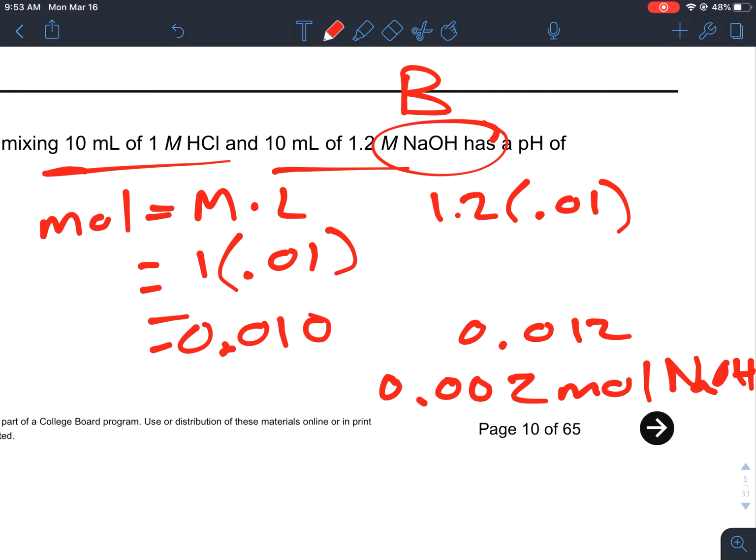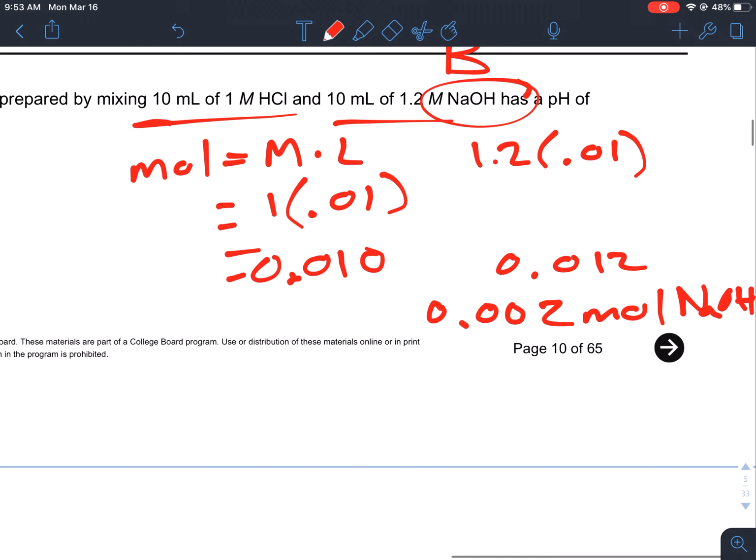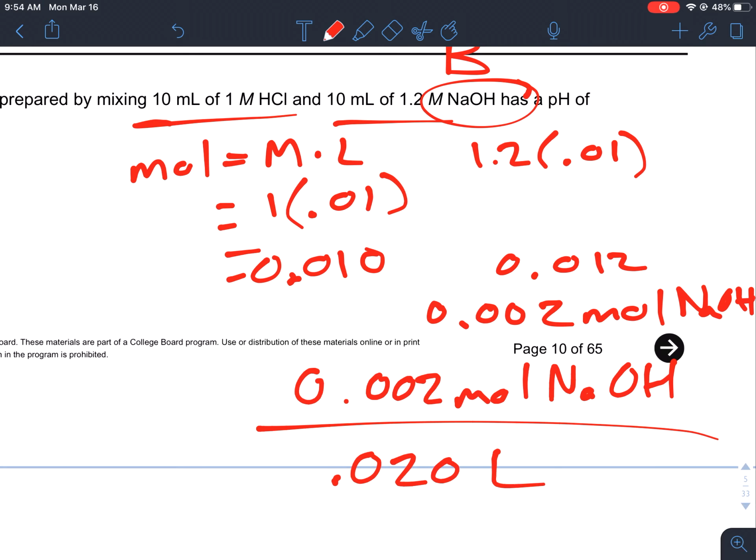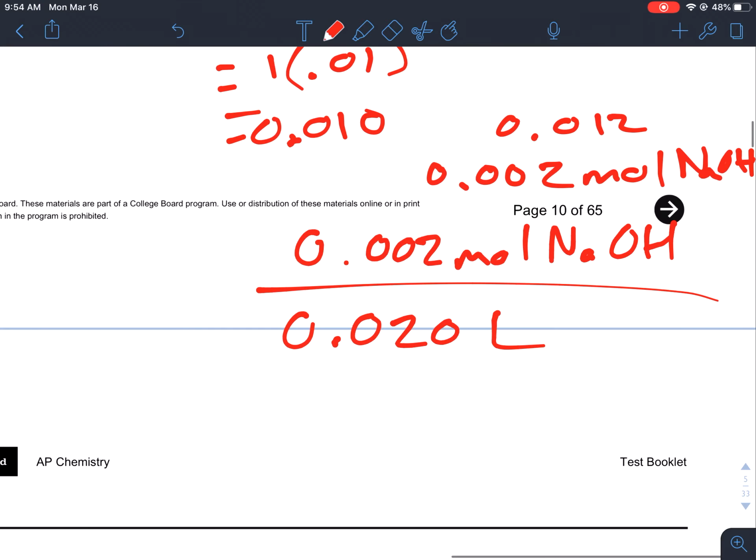But this is more basic than it is acidic, right? Your NaOH is 0.002 moles. Now, your volumes are additive. Your volume is 0.020 because I made them liters, right? I added the 10 milliliters to the 10 milliliters. So when you get this, this is like saying 1 over 10, which is 0.1.